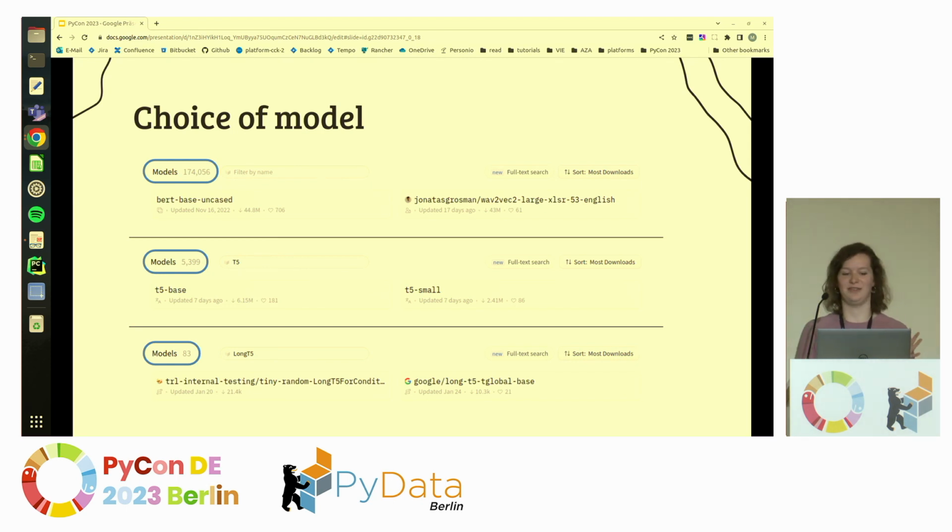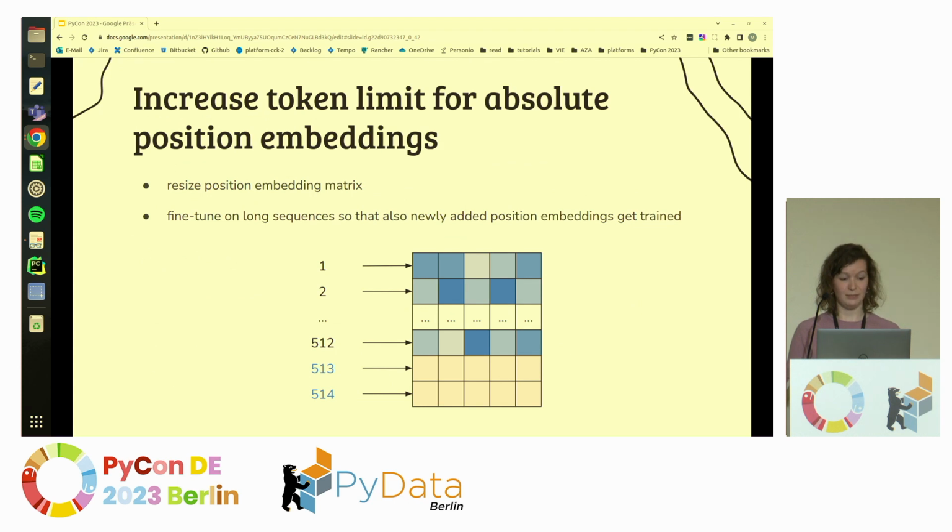If you can't really solve the problem here, but you're fine-tuning on your own documents, then there's something you can do about the token limit for absolute position embeddings, which is you can resize the position embeddings matrix, so you can add more entries, as you can see here on the bottom. So we just add a new entry for absolute position 513 and 514.